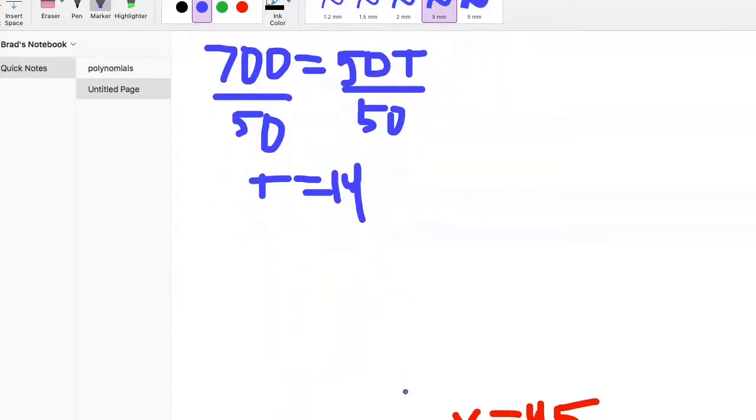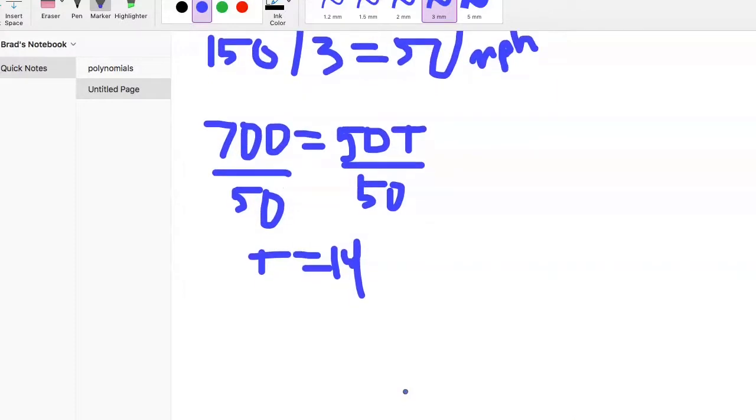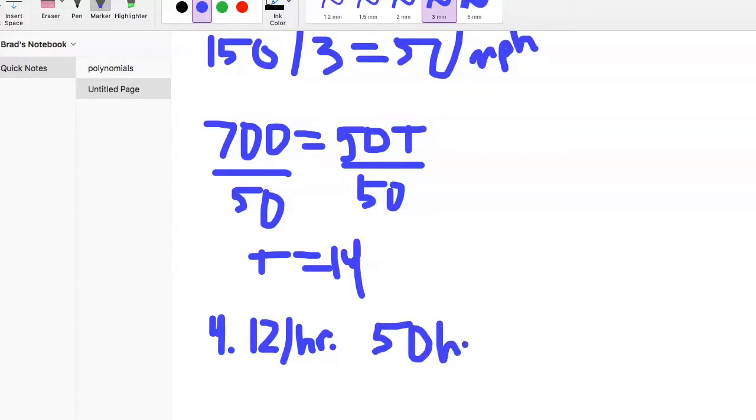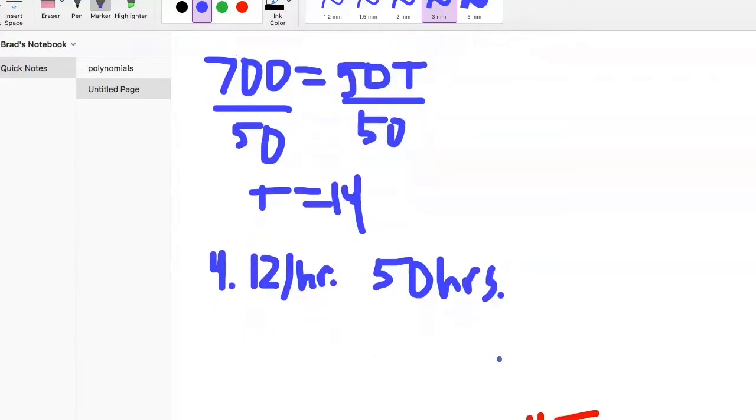Okay, and the last one, and you'll see this too. Looks like I forgot to erase everything. You'll see this one too, with being paid overtime. On this question, this is number 4, last question, you make $12 an hour. I believe that's either minimum wage or pretty close to minimum wage. 12 an hour, and you worked 50 hours, and you get paid overtime once you go over 40 hours in a week. Overtime is time and a half.